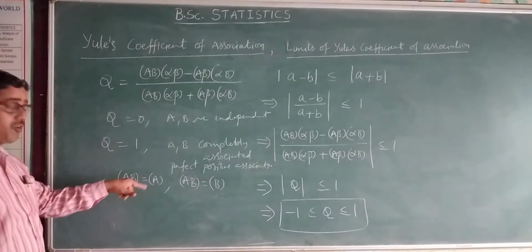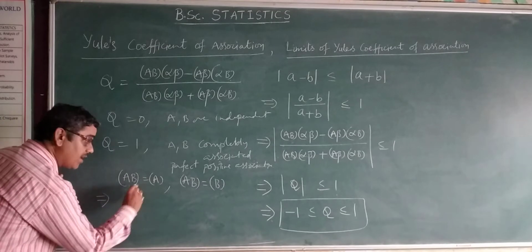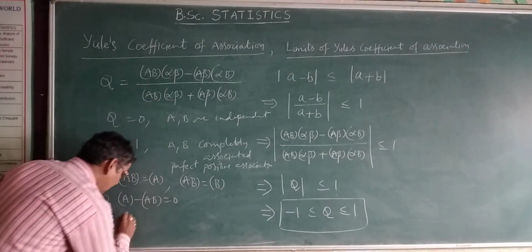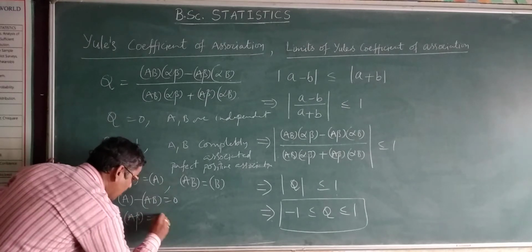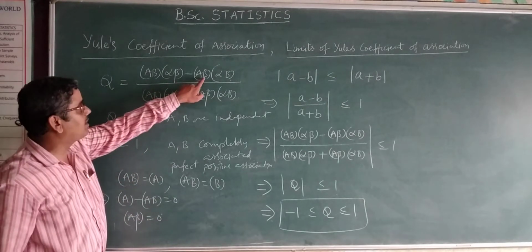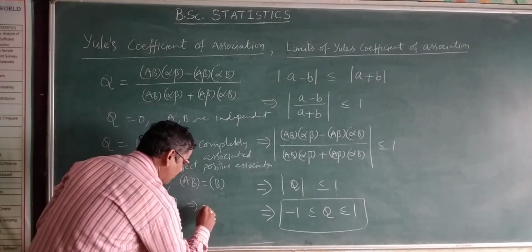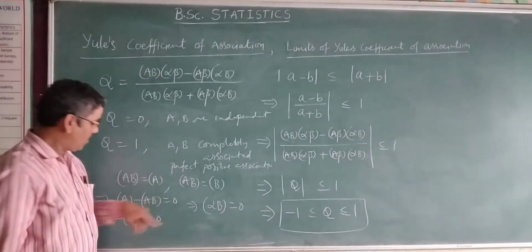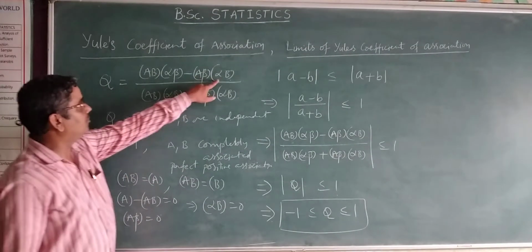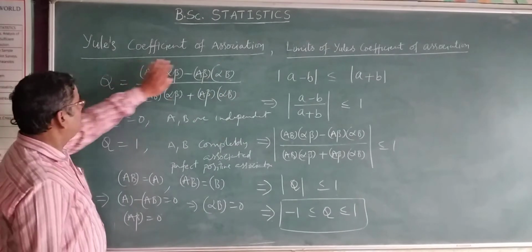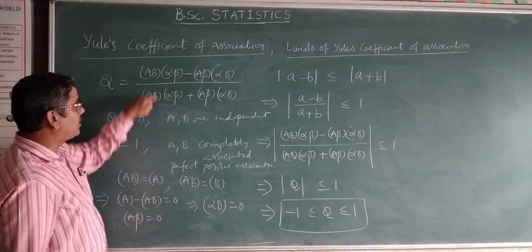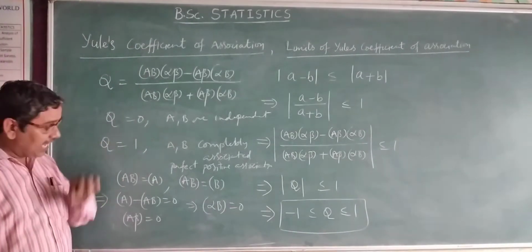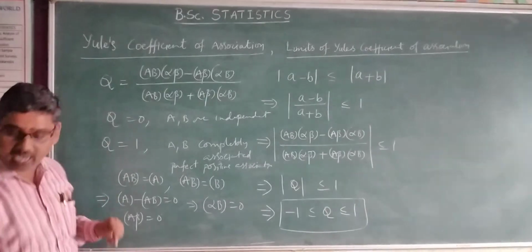In this case, AB is equal to A. AB is equal to A means A minus AB is equal to 0. What is the formula of A minus AB? Aβ is equal to 0. Substituting, from this you can obtain αB is equal to 0. Aβ is 0, αB is 0. These two values are 0. Then AB αβ by AB αβ is 1. Therefore Q is equal to 1. Hope you understand? And then you have one more case.